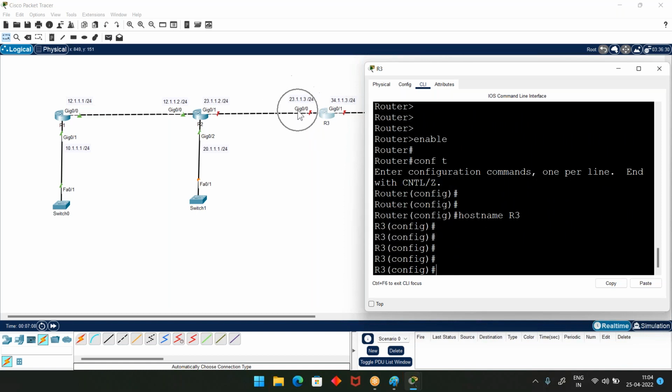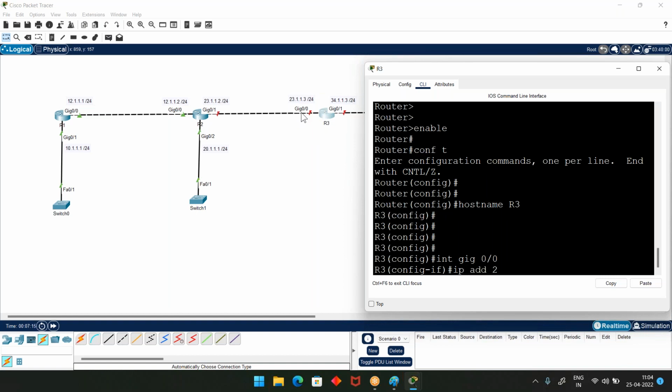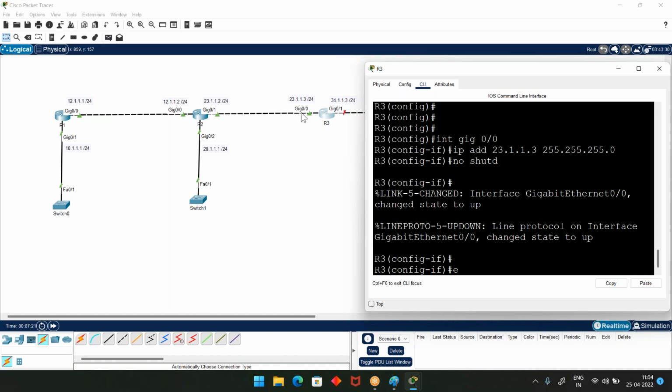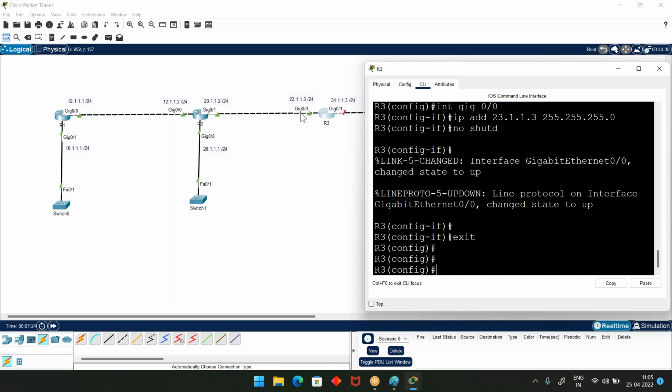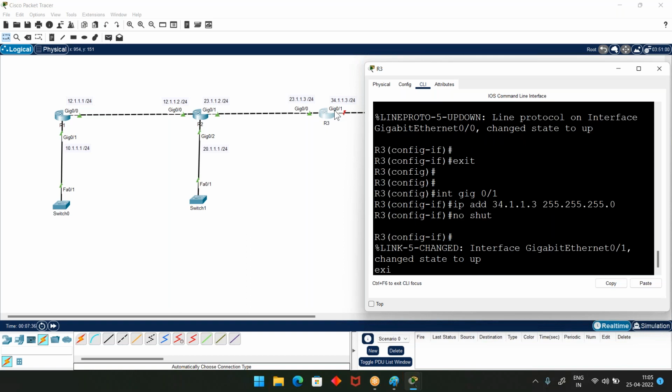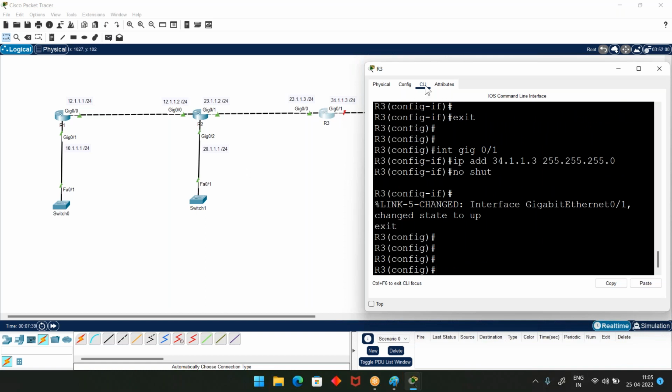In the gigabit 0.0, let's configure the IP address. Interface gigabit 0.0, IP address 23.1.1.3. Then subnet mask, no shutdown, exit. In the gigabit 0.1 also, let's configure the IP address. Interface gigabit 0.1, IP address 34.1.1.3. Then subnet mask, no shutdown, exit.